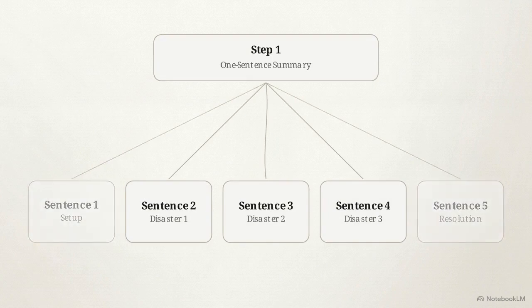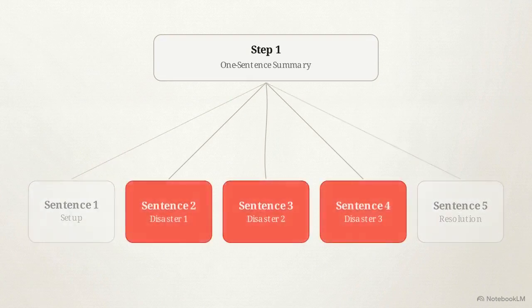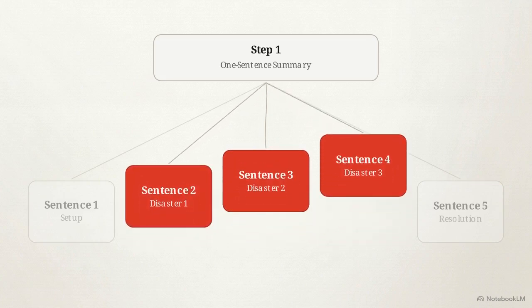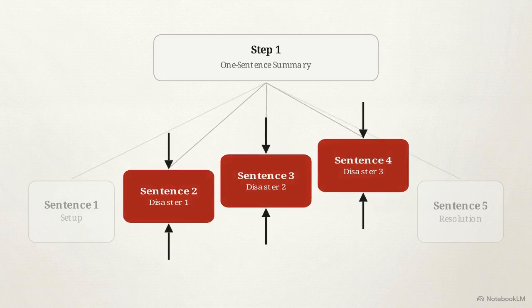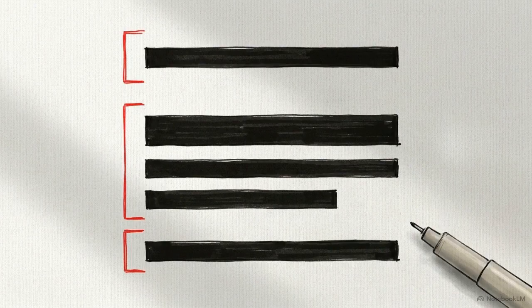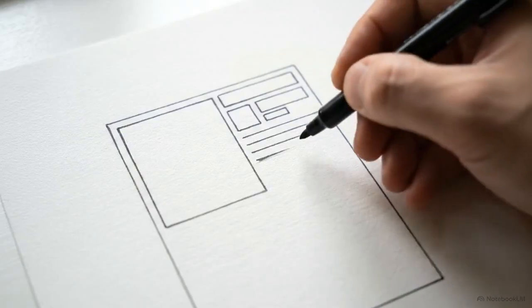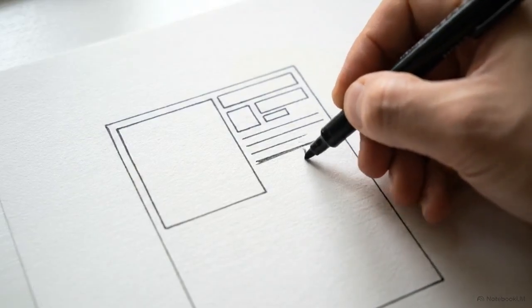The middle 3 sentences, 2, 3, and 4, are dedicated to major plot turning points or disasters. These middle blocks establish the friction and escalation of your story, ensuring the protagonist faces increasing pressure. Completing this paragraph proves the story has a functional beginning, middle, and end before you even begin to draft a single chapter.